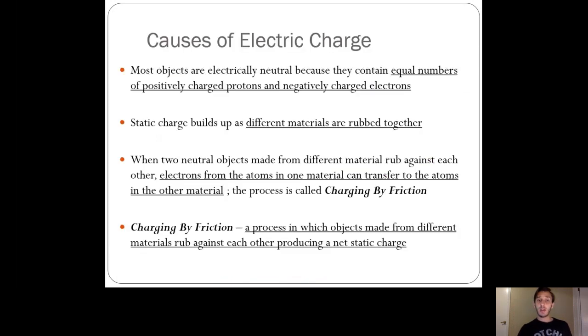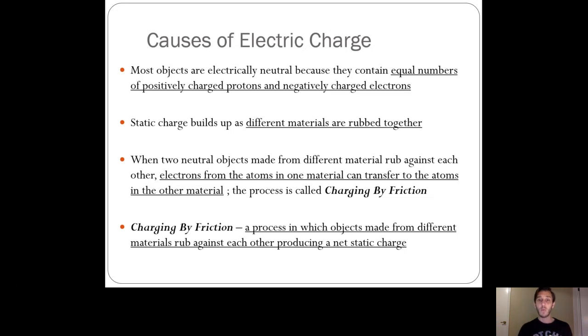Okay. Causes of electric charge. Most objects are electrically neutral because they contain equal numbers of positive charged protons and negatively charged electrons. We looked at that when we were doing chemistry, and what we found was, yes, it's possible to gain or lose electrons, but even when we gain or lose electrons, we connect with another object that's either done the opposite, either gained or lost electrons, we become neutral. And so generally in our world, most things around us are neutral. We're not being electrocuted every time we touch something, and so it stands to reason that most things are neutral because they've got an equal number of positive protons and negative electrons, okay?